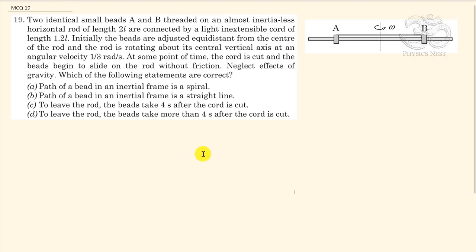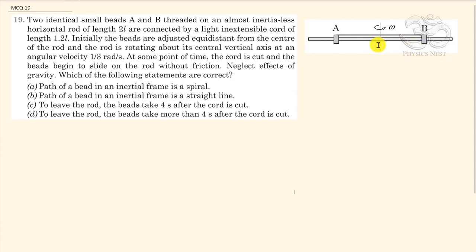Hello everyone. So let us have a look at this particular problem. Now in this problem there is a massless, almost inertia-less horizontal rod whose length is 2 times small l. That means it is small l on one side. And on this rod are put two beads which are attached by a string whose total length is 1.2 times l. That means the length on one side is 0.6 l.